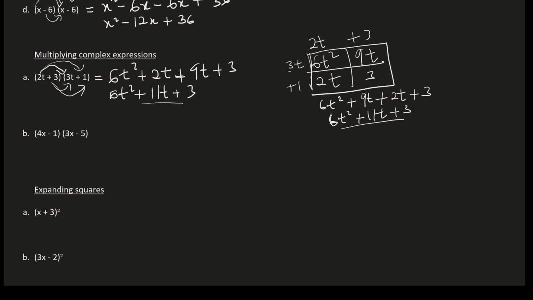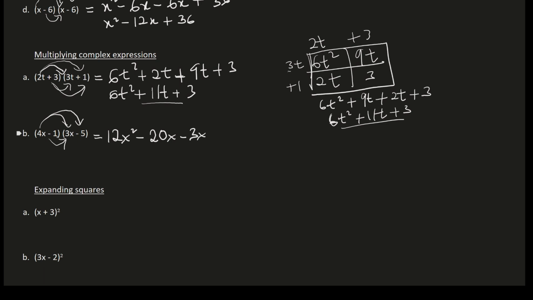Right, now let's move on to the B. So I have 4x times 3x gives me 12x squared, because 4 times 3 is 12 and x times x is x squared. Then 4 times minus 5 is minus 20x. Now, minus 1 times 3x gives me minus 3x.